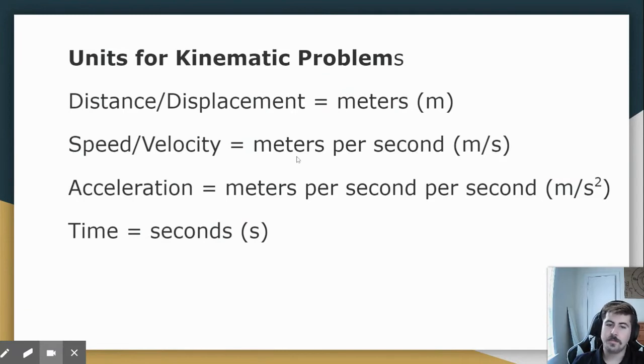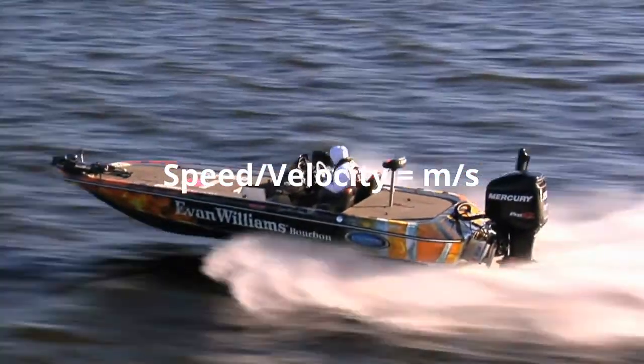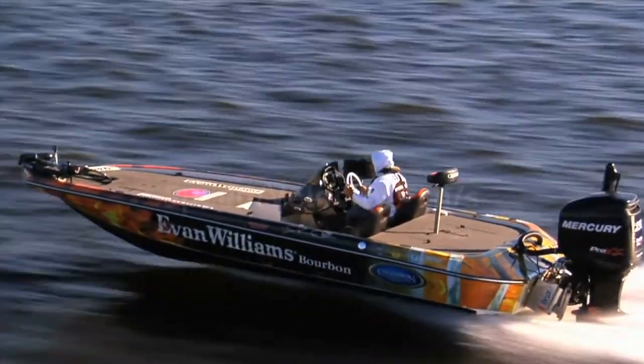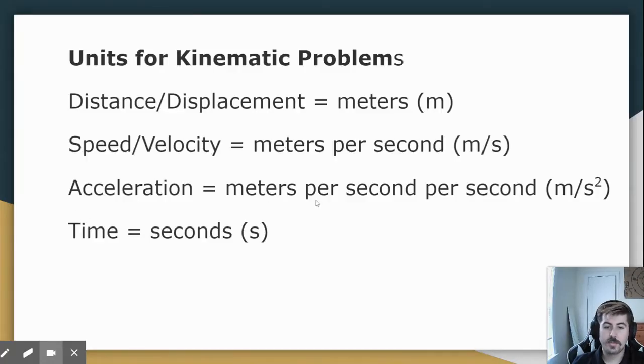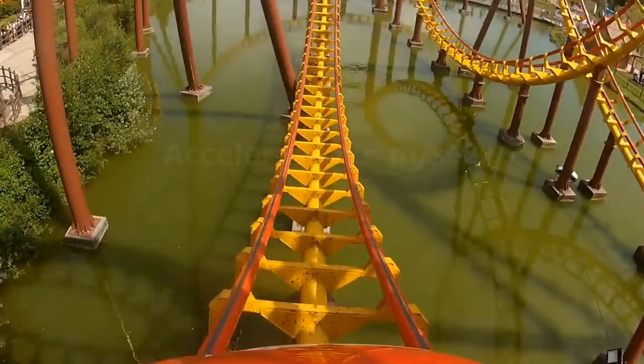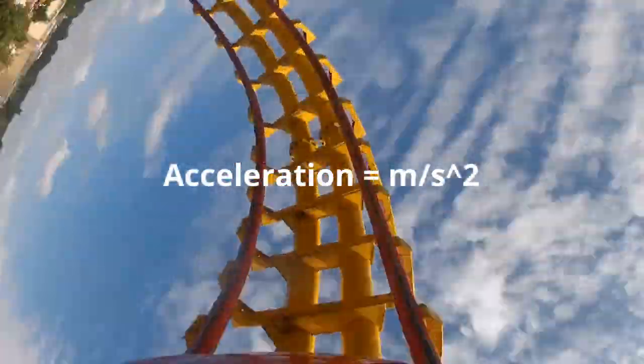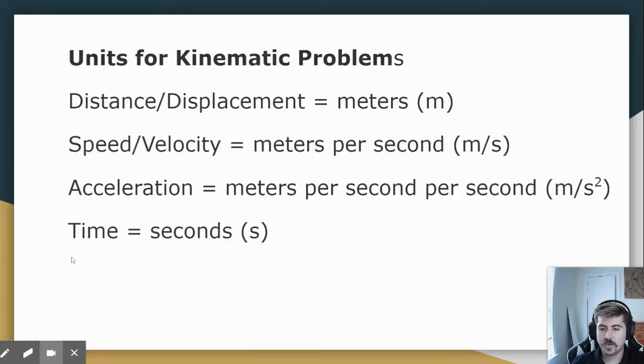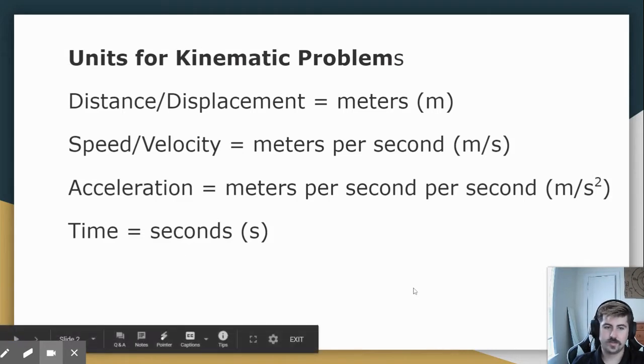Speed and velocity, meters per second. And this is meters divided by seconds, meters per second. Acceleration is going to be meters per second per second, also known as meters per second squared, right? It's the velocity every second. So meters per second, which was our velocity, every second, per second. So meters per second squared. Then we've got time, which is in seconds. Which you guys should already know that one.